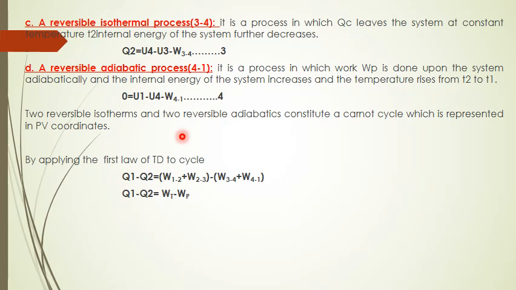This Carnot cycle consists of 2 reversible isotherms and 2 reversible adiabatics constituting a Carnot cycle, which is represented in PV coordinates, which you can refer to in the earlier slide. Then by applying the first law of thermodynamics to the Carnot cycle, you will get net heat transfer equal to net work transfer. So Q1 minus Q2 is equal to WT minus WP.